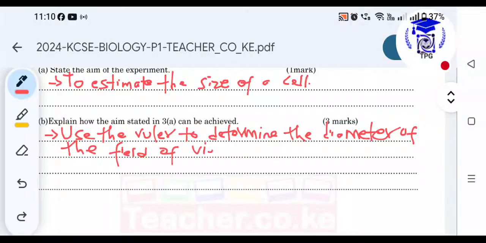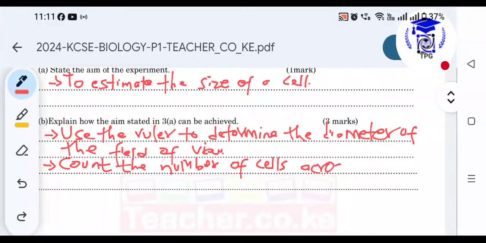The diameter of the field of view. Then the second one is that we will count the number of cells across the field of view. Why are we doing this? Because we want to determine the size of one cell.